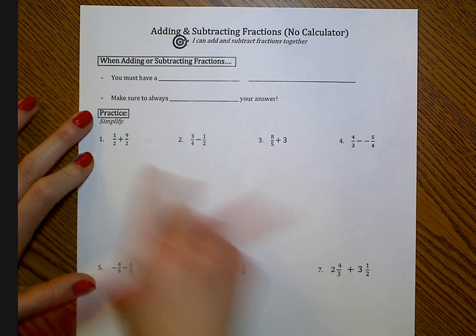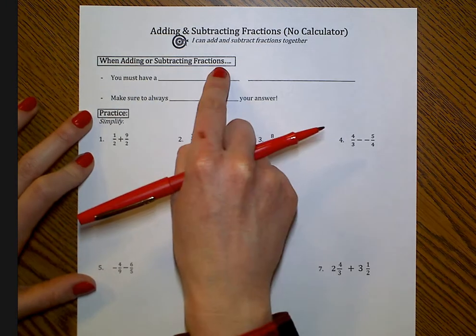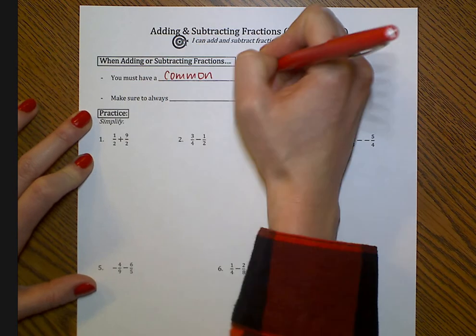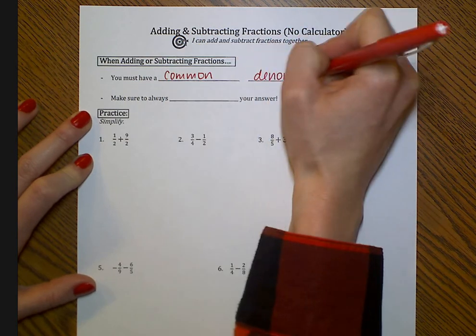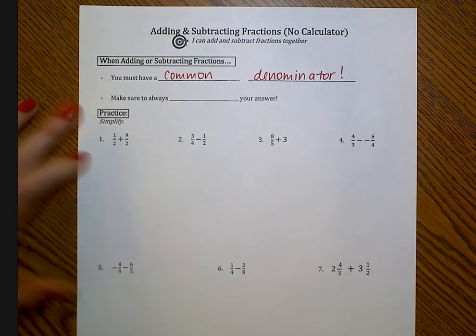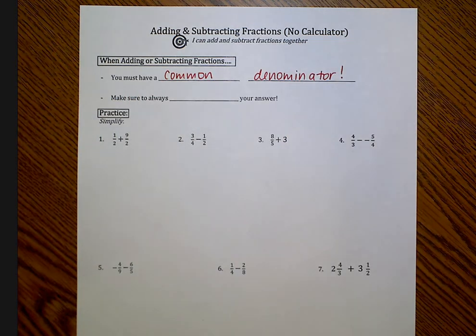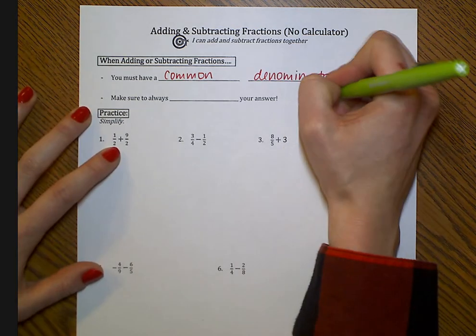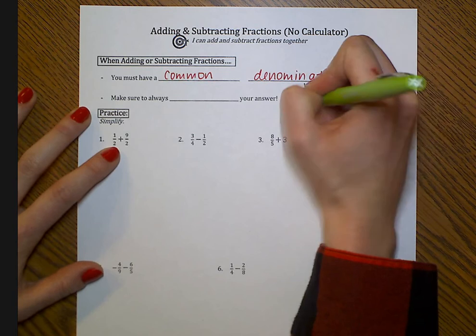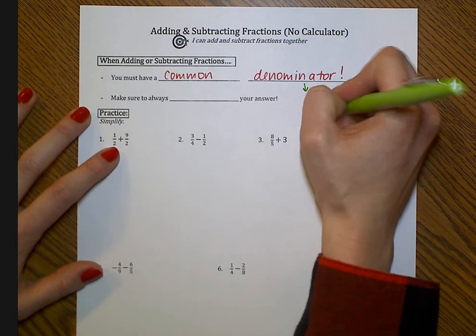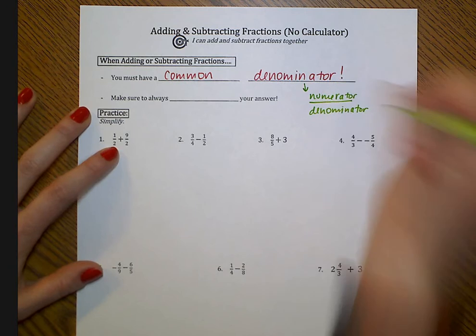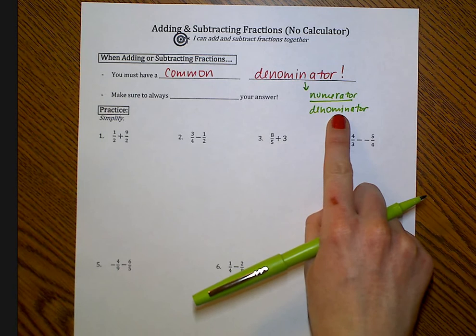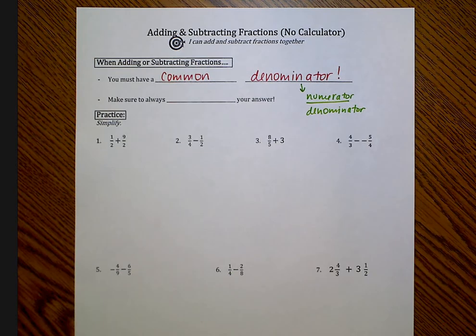Now, when you're adding and subtracting fractions, you must have a common denominator. I know a lot of us already know that, but I can't say it enough. You have to have a common denominator, which, remember, is the bottom number. I have to remind you here: numerator's on top, denominator's on bottom. The number on the bottom has to be the same before you can even start the problem. So keep that in mind when you're adding and subtracting.